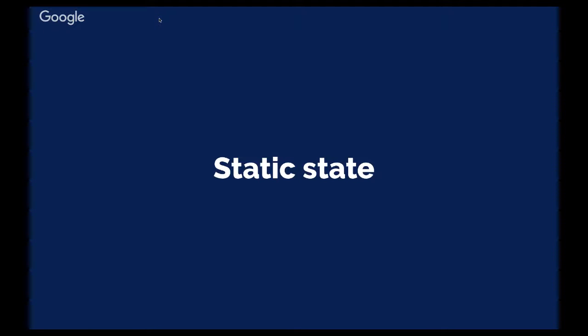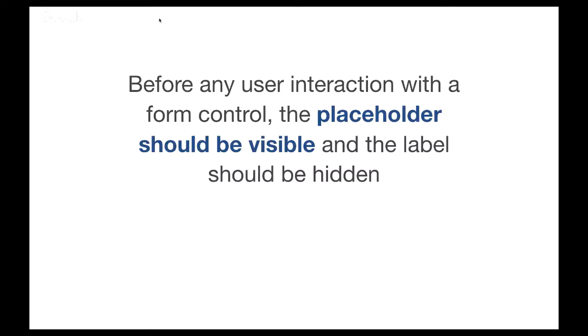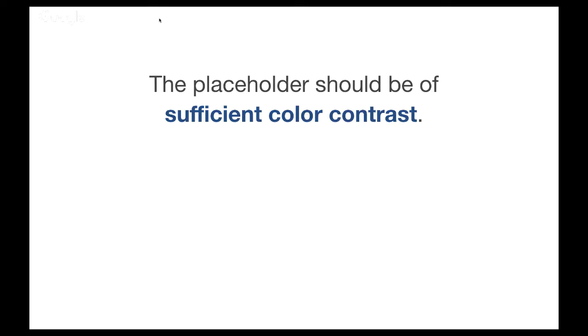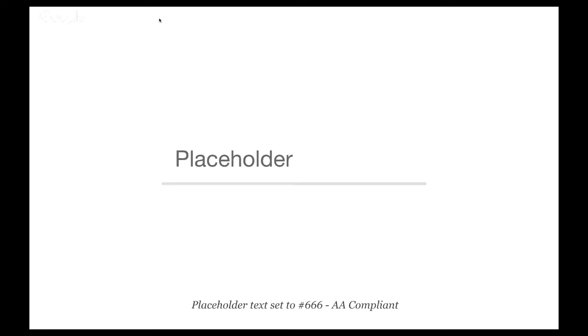So let's talk first about the static state. Before user interactions occur at all, as we saw before, the placeholder should be visible and the label should be hidden. This little diagram shows the placeholder in place, and we've got a soft grey line under the form control, or the border bottom on the form control. The other thing is the placeholder should be of sufficient colour contrast so that it meets WCAG guidelines. In this case, I've set it to just on the barrier. It's set to #666, and that is just on the AA compliant.